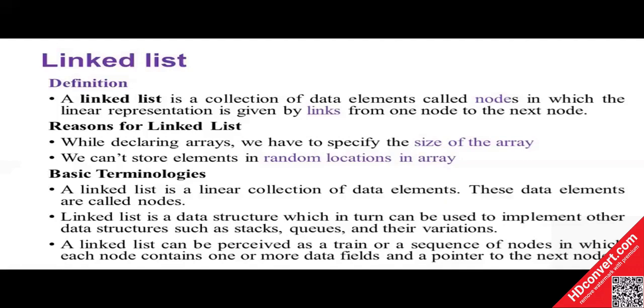First, we see what are the basic terms in linked list. A linked list is a linear collection of data elements. So this is an example of a linear data structure. These data elements are called nodes. What is the use of a linked list? A linked list can be used to implement other data structures like stack, queues, etc.